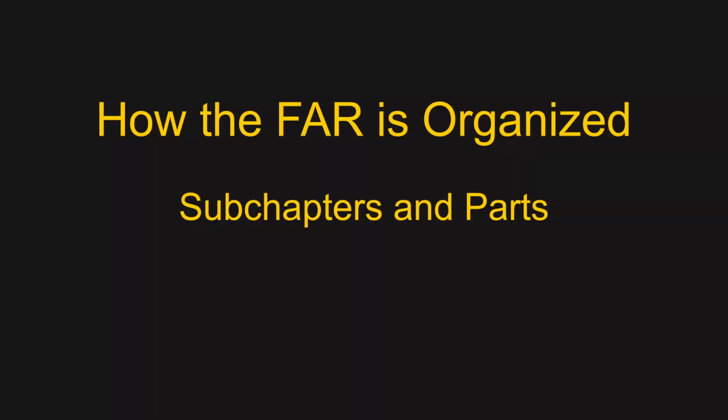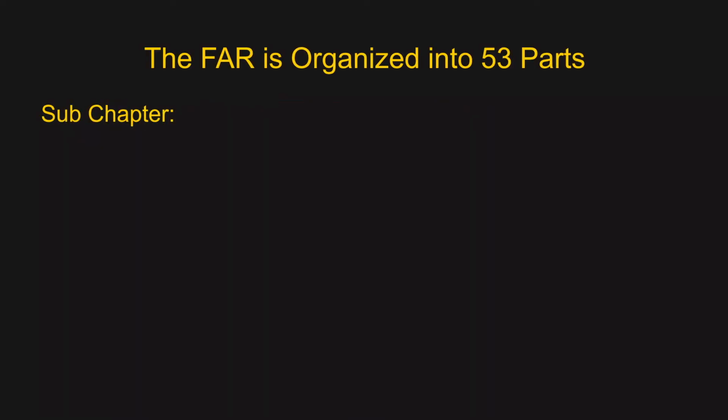Now, in this part one video, we'll include an overview of the FAR and its structure. And in part two, we'll talk about additional things to understand and consider when negotiating a contract with FAR clauses. The FAR is organized into 53 parts, which are broken into subchapters.